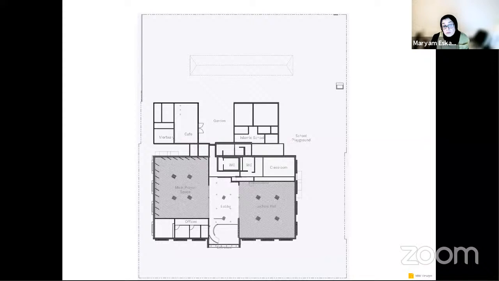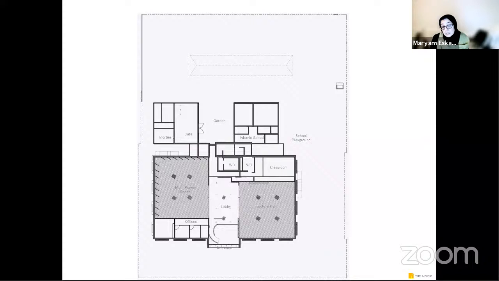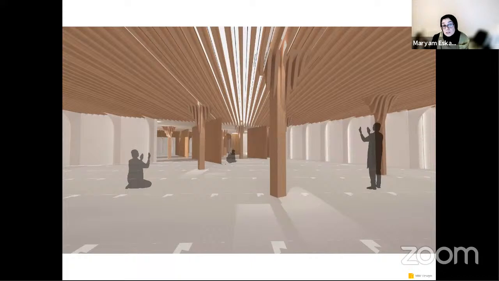Then without necessarily indicating which direction the mihrab is all the time, we decided to use the 2x4s in the ceiling to indicate the direction of the mihrab all the time. So all of the ceiling points towards Mecca all of the time. So we know which direction Mecca is.